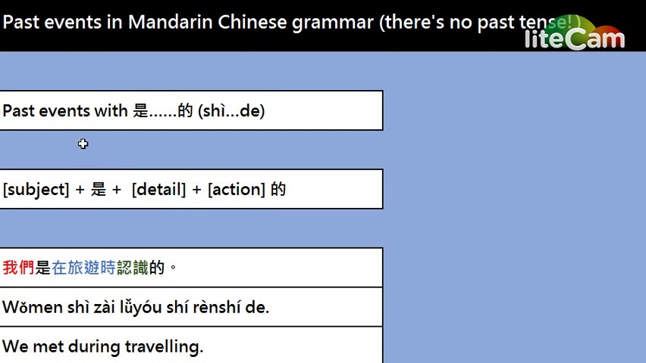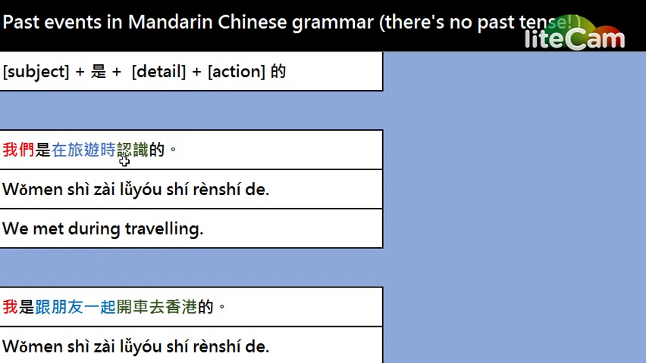The pattern is 是...的. For the whole pattern, we use the subject, add the word 是, add the details and the action, and add the word 的. You can use this structure to emphasize certain details about an action, such as where or when it happened. And 是的 is usually used to talk about past events.